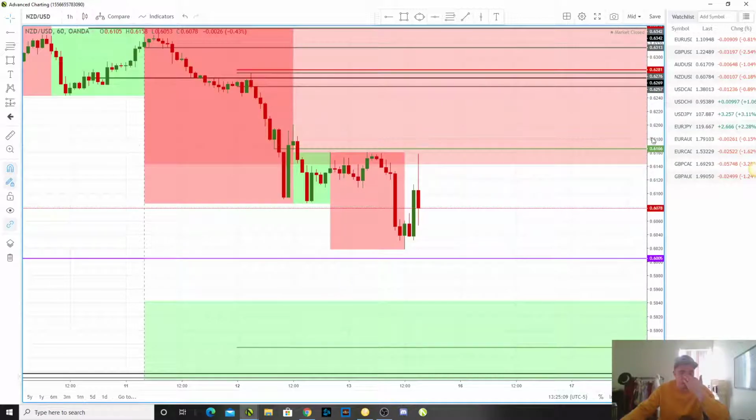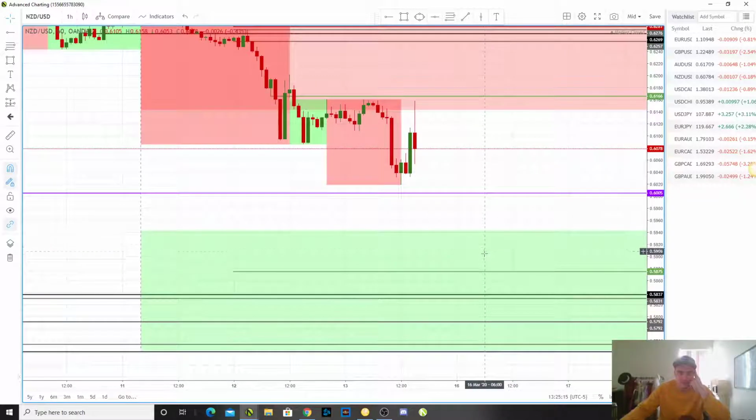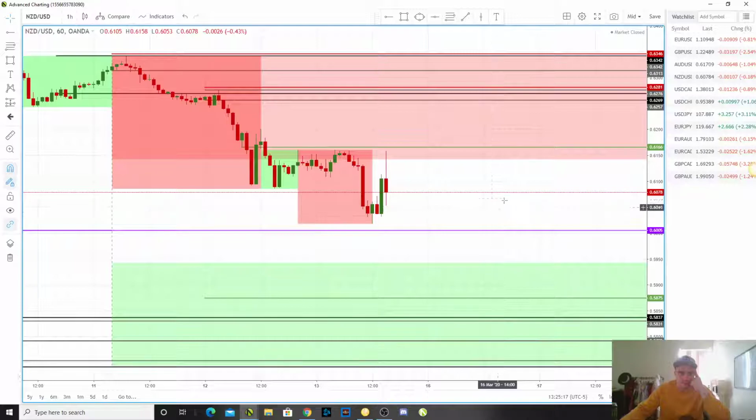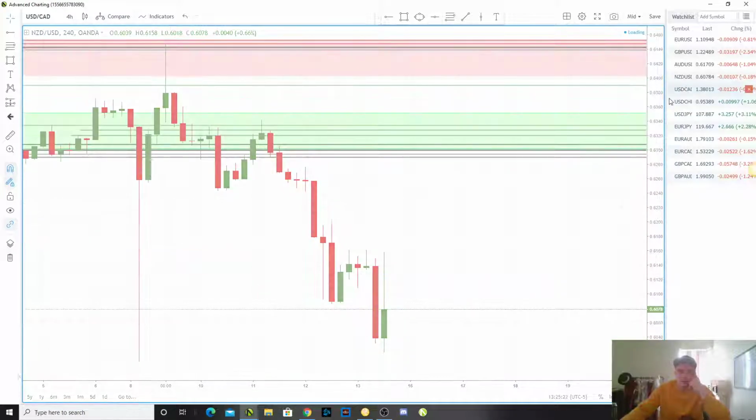What would that be, like $800 trade, $700 trade? That would have been nice. Maybe it comes back down to here. Anyways, moving on to the next one. It's gonna be our dollar CAD.